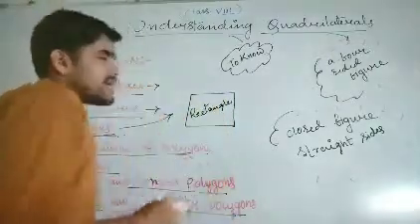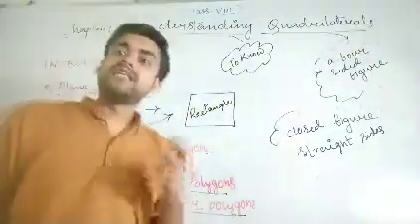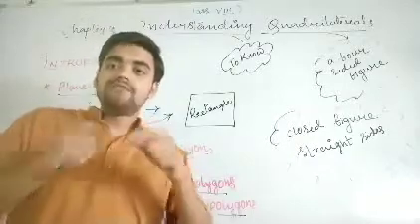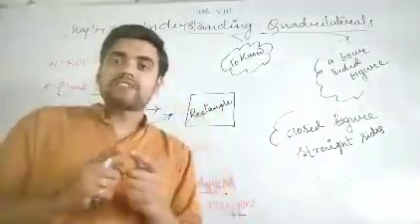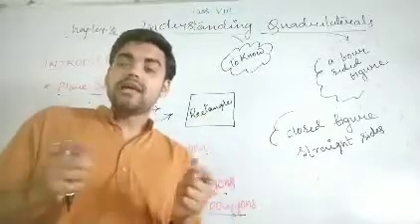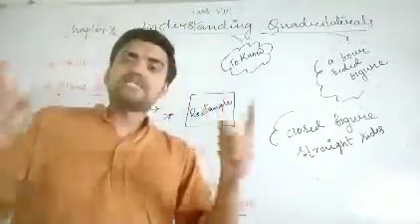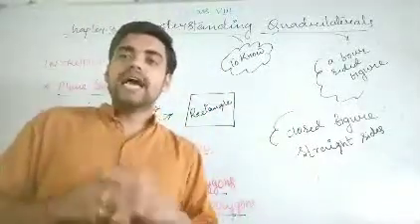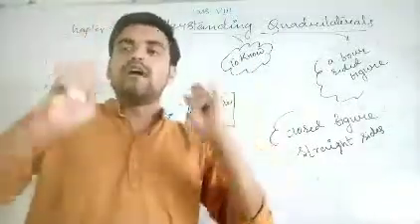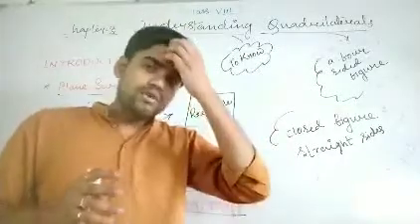So a rectangle means the figure having four sides is called a rectangle. And a square has four sides, but these four sides are equal. Having four equal sides, it is called a square. And a rectangle, having four sides, is called a rectangle.